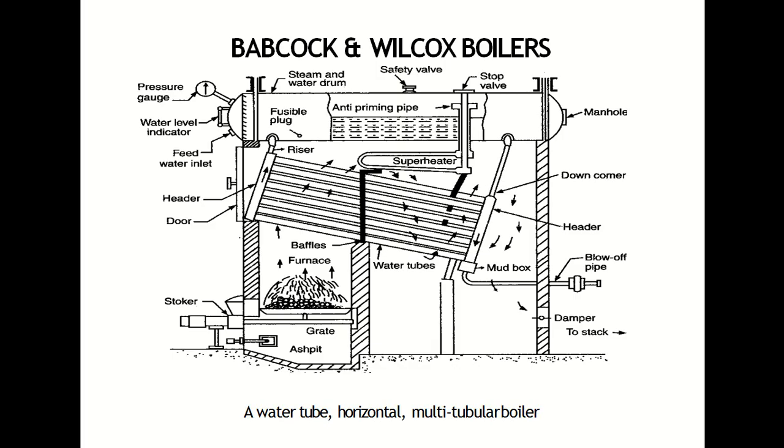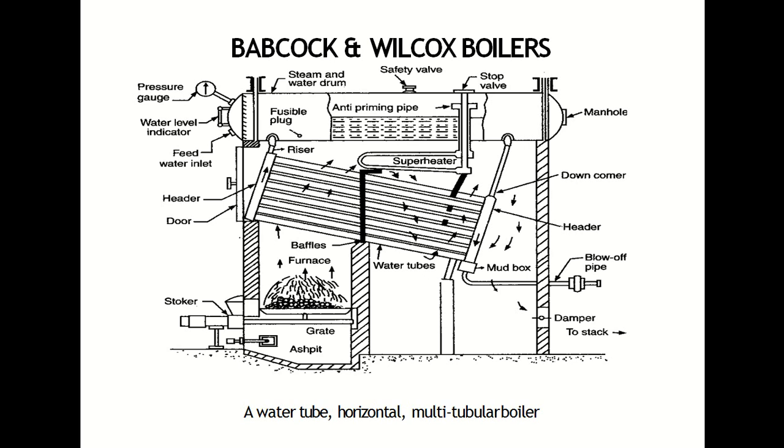So, basically, water tube boilers means when, in the evaporation process, water flows through the tubes and flue gases pass surrounding these tubes, such types of boilers are called water tube boilers. So in that, the first type of water tube boiler is the Babcock and Wilcox boiler.